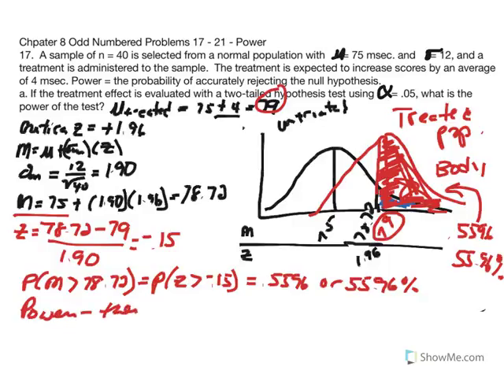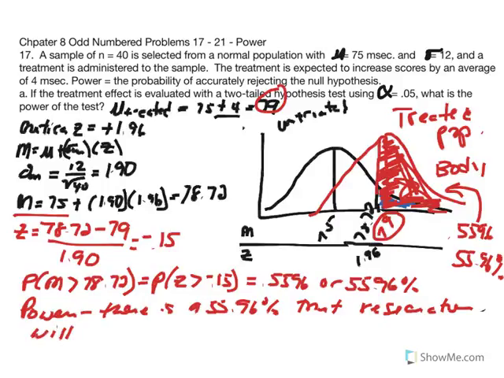There is a 55.96% chance that the researcher will accurately reject the null.